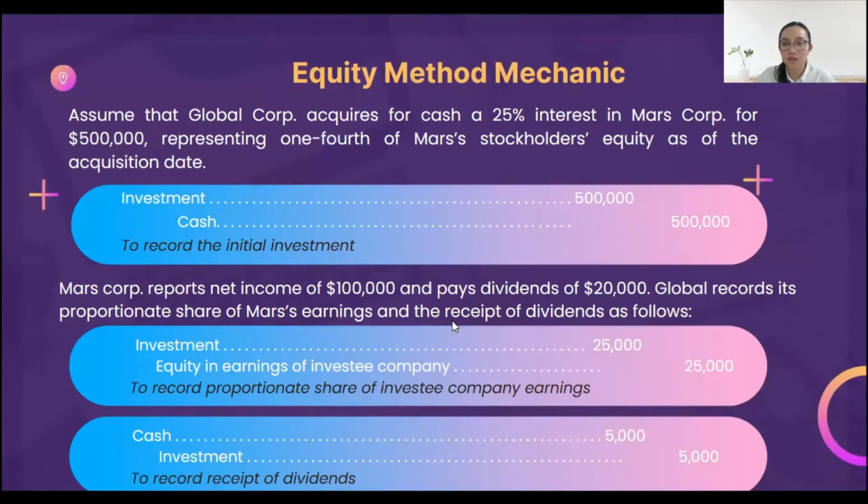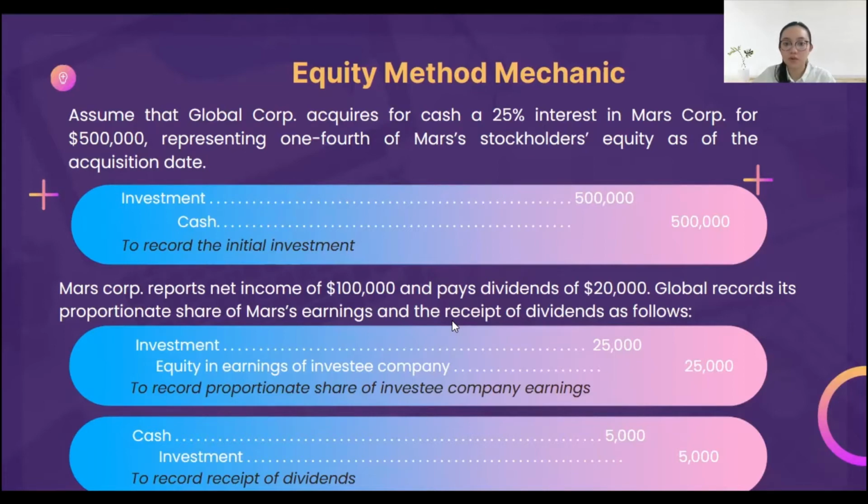Second, is when Mars reports net income. Mars is the investee company. It reports net income of $100,000 and pays dividends of $20,000. Global records its proportionate share of Mars' earnings and the receipt of dividends as follows.